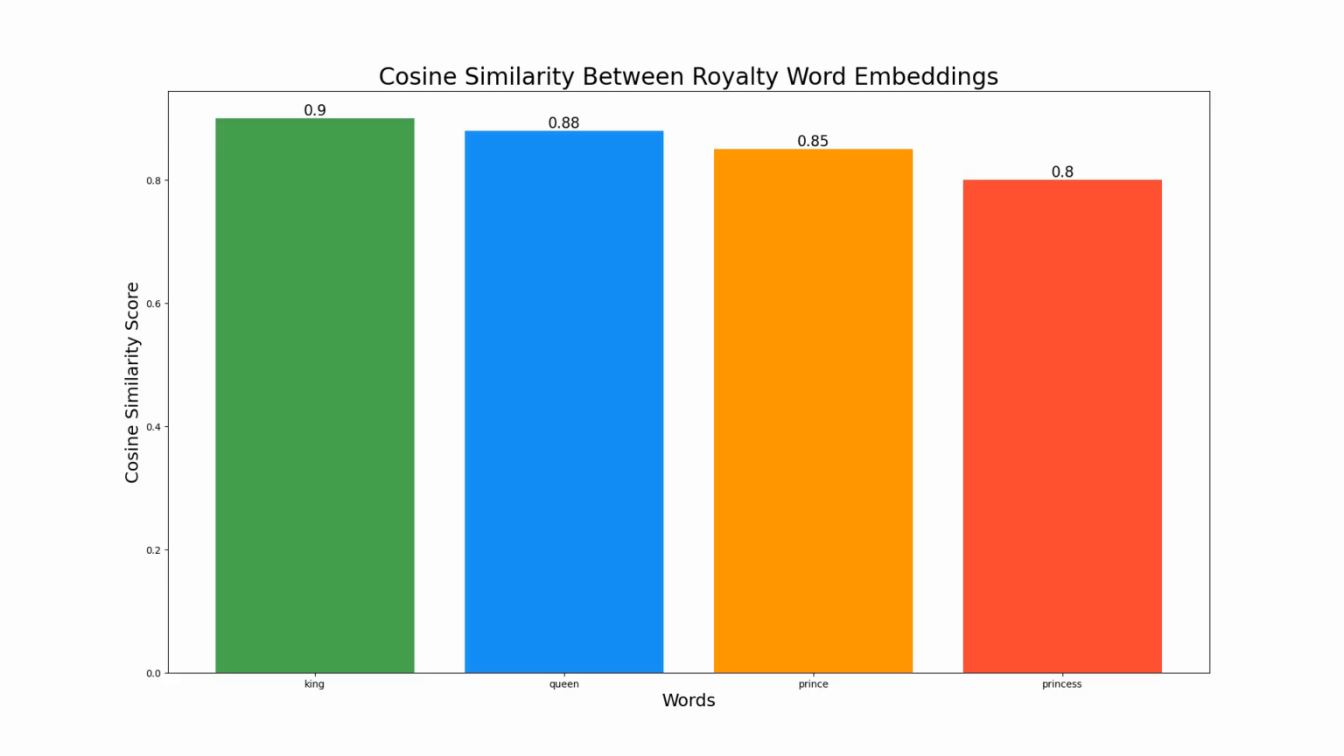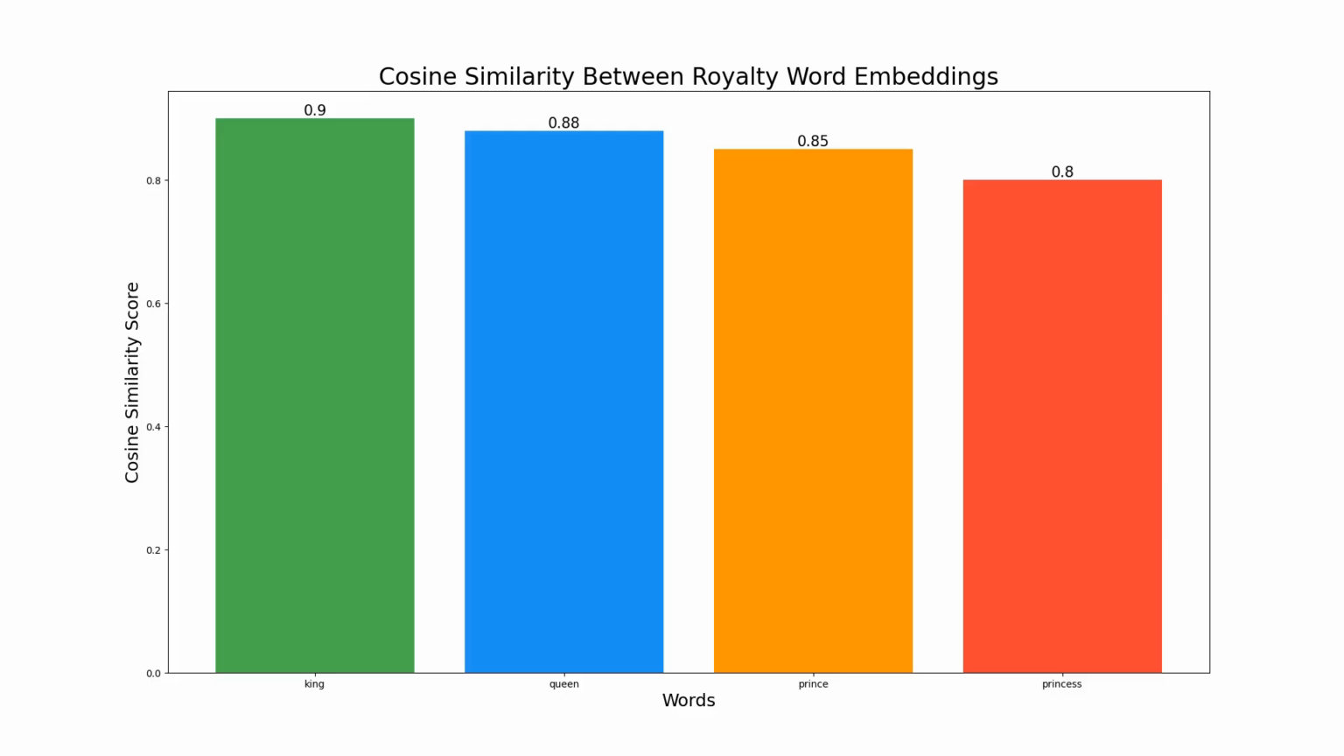Key patterns are already showing themselves. We see that king has the highest similarity value at 0.90, closely followed by queen at 0.88. Then we have prince at 0.85 and princess at 0.80, forming this nice descending sequence. The numeric labels on each bar really make these small but significant differences clear.